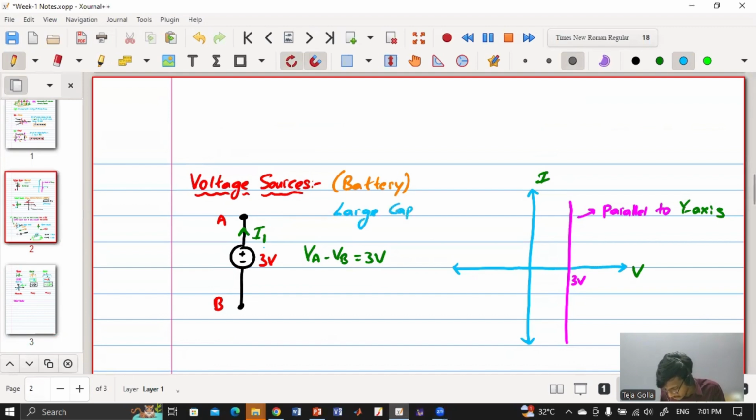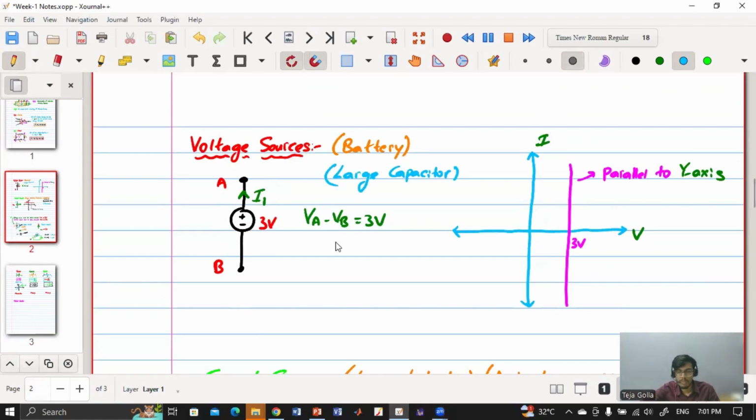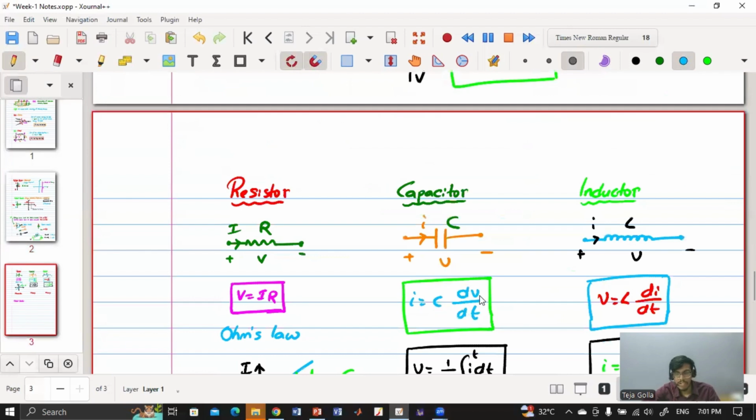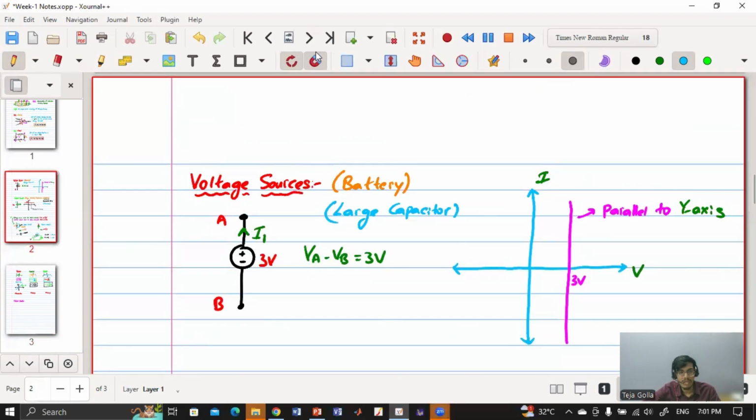So capacitor voltage should be constant, or voltage should be continuous. If voltage is not continuous, since I is the differential dV by dt, if there is a discontinuity in the voltage, current will be infinite. So that's why capacitor voltage will be continuous. Voltage cannot change immediately. So that's why people use a large capacitor as a voltage source.